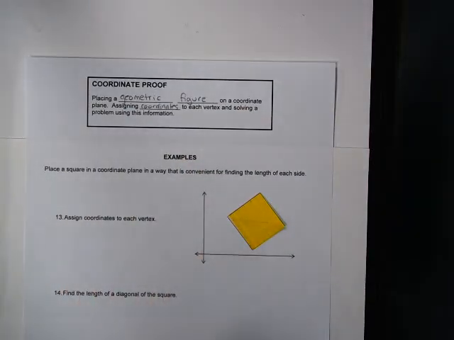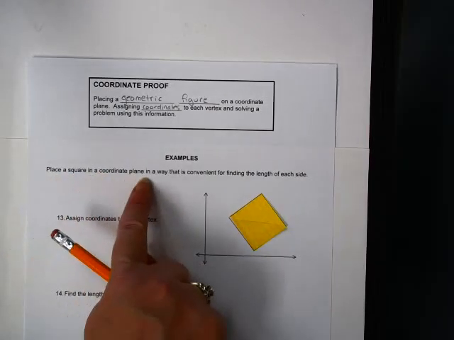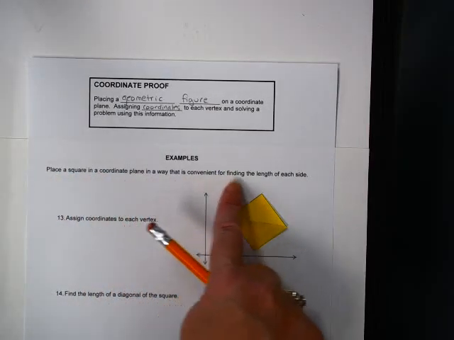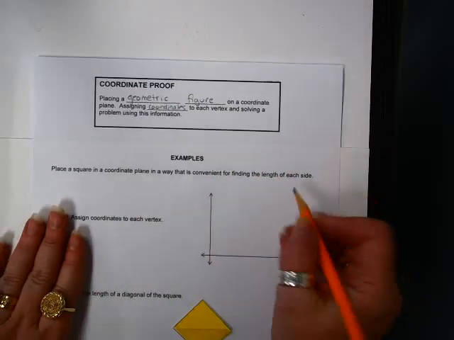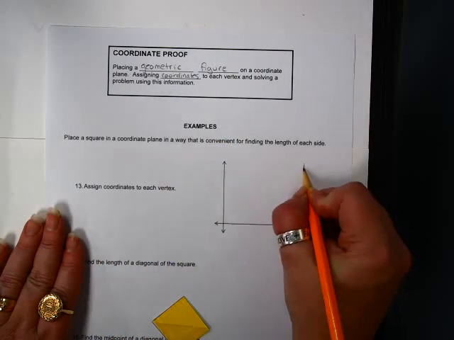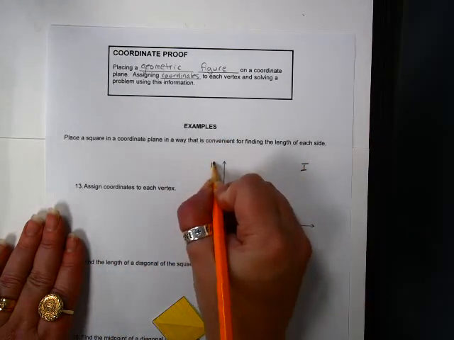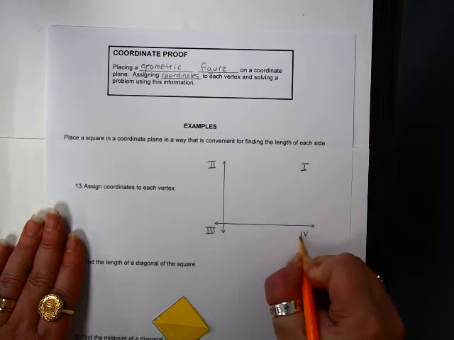Okay, so here's an example of what this is talking about. Place a square in a coordinate plane in a way that is convenient for finding the length of each side. So this is my coordinate plane. You don't recognize it because I didn't want to draw all 4 quadrants. Here's the first quadrant, this one is the second, this one down here is the third quadrant, and this is the fourth quadrant.